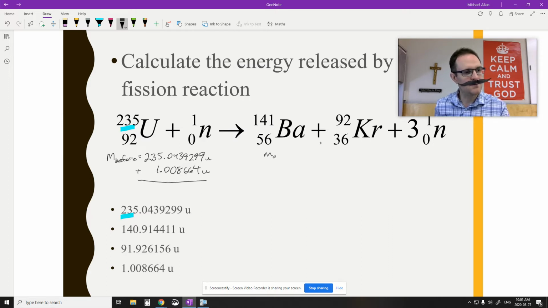And my after, I'm going to add the barium, the krypton, and three of these. So that's going to be very key. There's three of those. So barium is 140.914411 atomic mass units. I'm going to add a krypton. So that's a 91.926156 atomic mass units. I'm going to add 3 times this number here together.